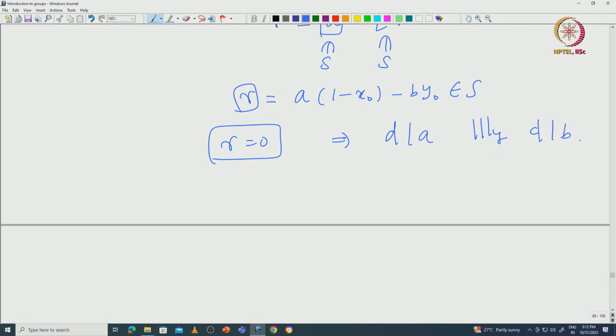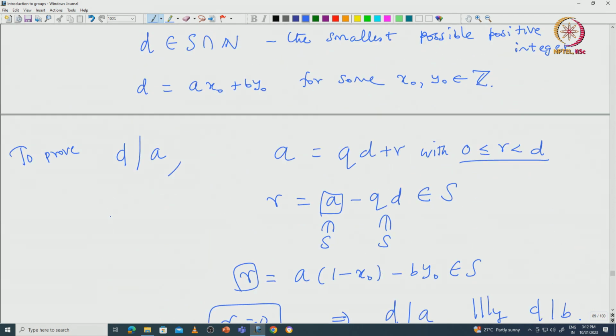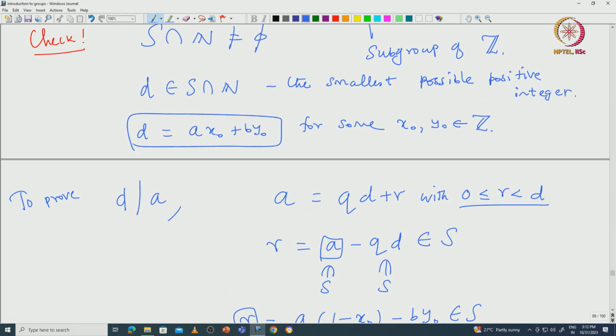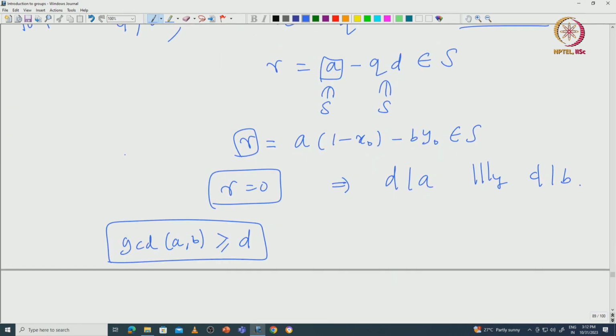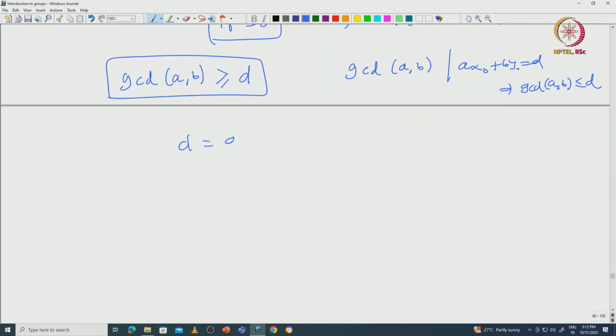Suppose you have some other divisor, for example the GCD of A and B, which is the largest common divisor. So it has to be greater than or equal to D. But D is actually a combination of A and B, D equal to A x naught plus B y naught. So that means the GCD of A and B must divide A x naught plus B y naught, which is D. That will force the GCD of A comma B to be less than or equal to D. So that means D must be equal to the GCD of A comma B.